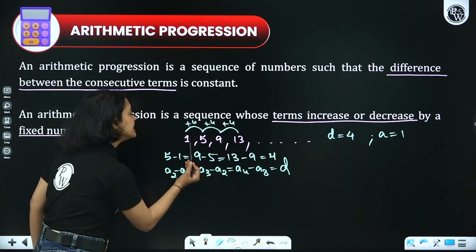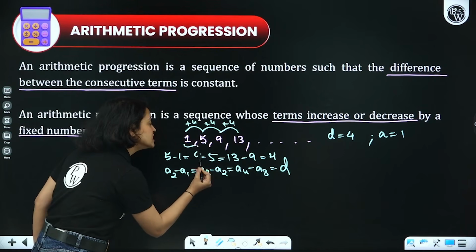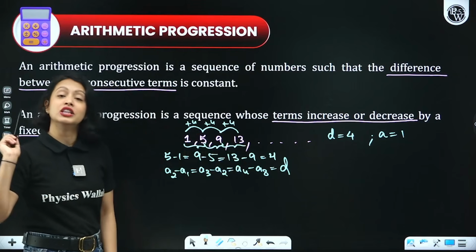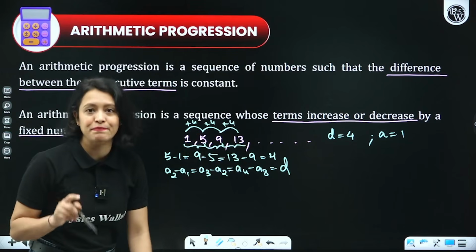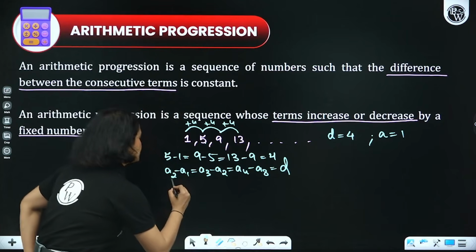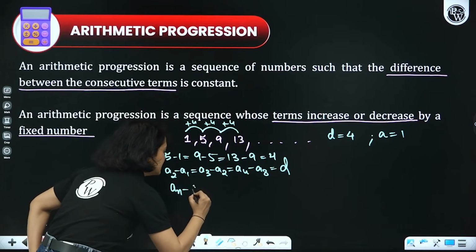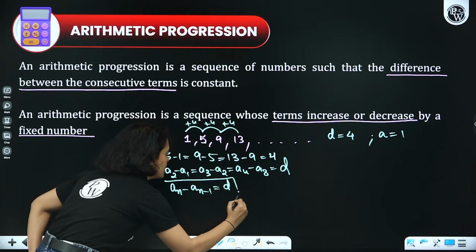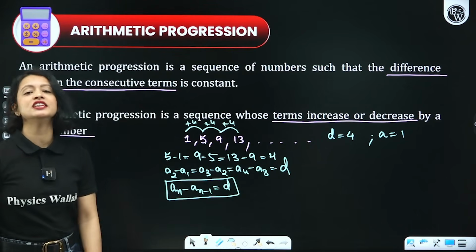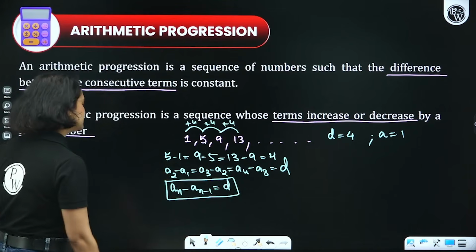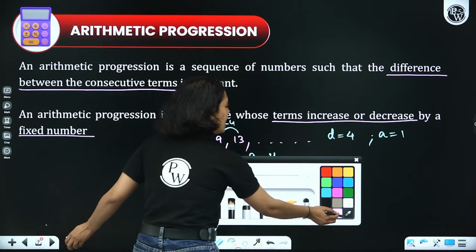So that means the difference between consecutive terms would always come out same. Then only the given sequence will be an AP. Understood? That's very simple. So basically always remember, a(n) minus a(n-1) would always be same. Then only the given sequence is an arithmetic progression. Let's see one more example, everyone.